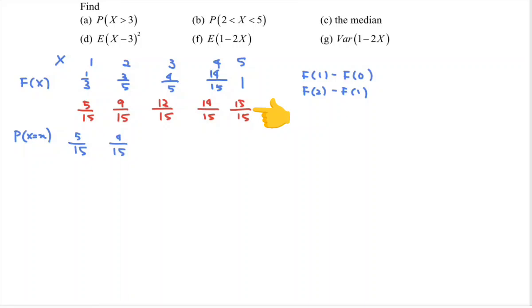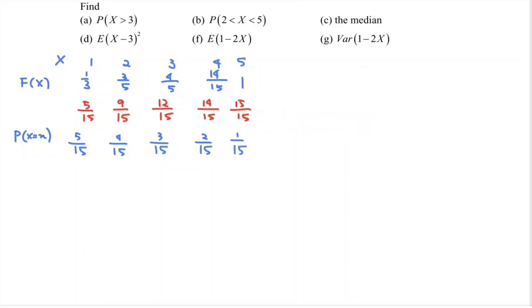Continue. In order to find x equal to 3, f3 minus f2, then we have 3 over 15. And keep on doing the same thing. f4 minus f3, then we will have 2 over 15. And finally we have 1 over 15.